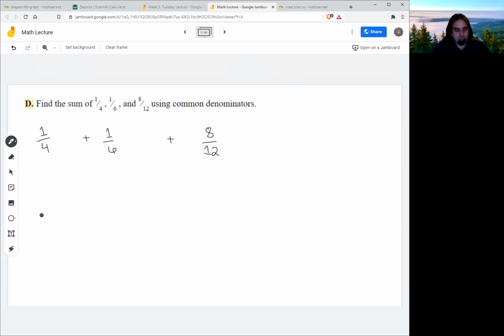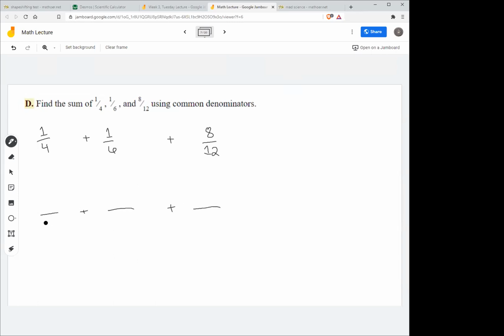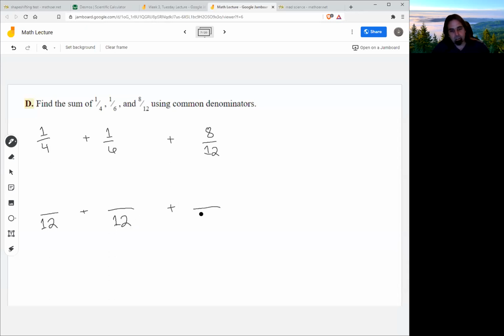So what is my common denominator going to be? 12. If you can't just look at it and get it, then do either of our things. Make a list, and the 4 will go 4, 8, 12. The 6 will go 6, 12, or break things apart. This time the list was the quicker way.